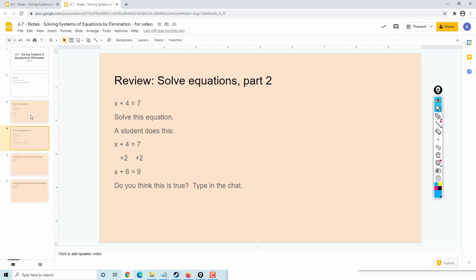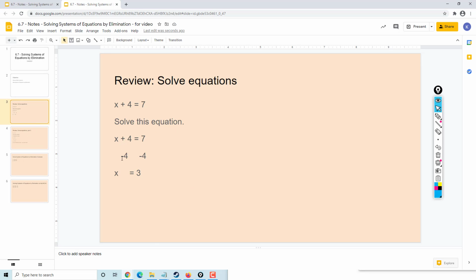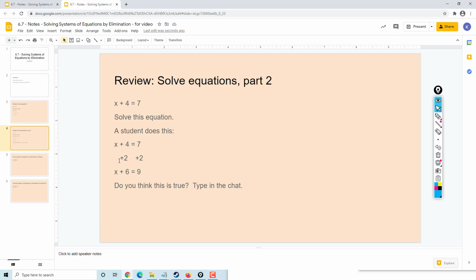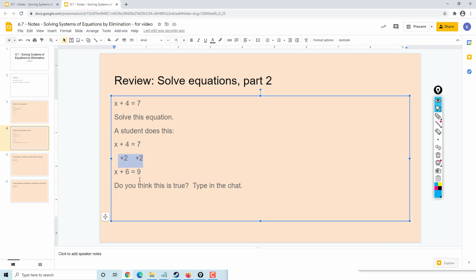What if a student does this? Instead of subtracting 4 from both sides, the student adds 2 to both sides. Well, x is x, 4 plus 2 is 6, 7 plus 2 is 9. Is this true? You can pause the video here and think about this. Does this make sense?